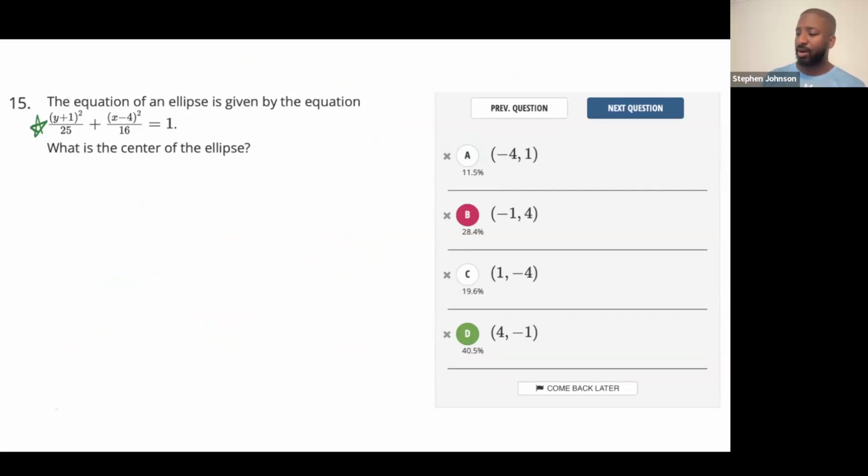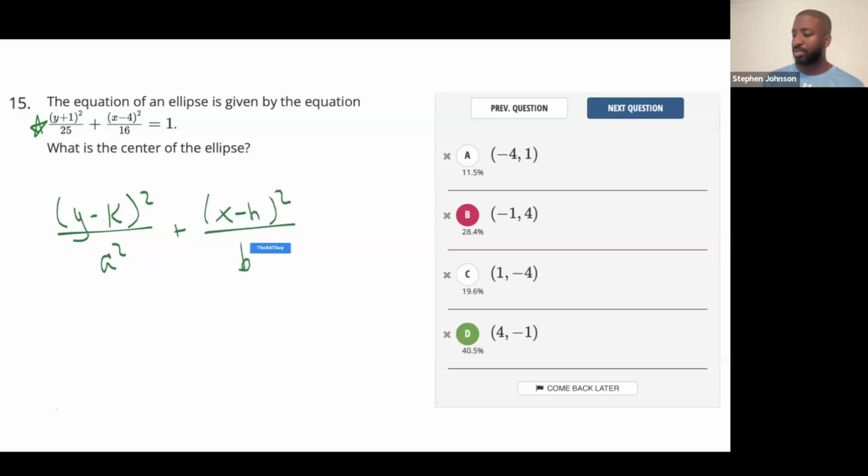Because I know that the formula for an ellipse is (y minus k) squared over, let's call it a squared, plus (x minus h) squared over, let's call it b squared, equals 1. And I know that the center is (h, k), right? So again, if you didn't know that, this might be a good thing to write down for your notes.